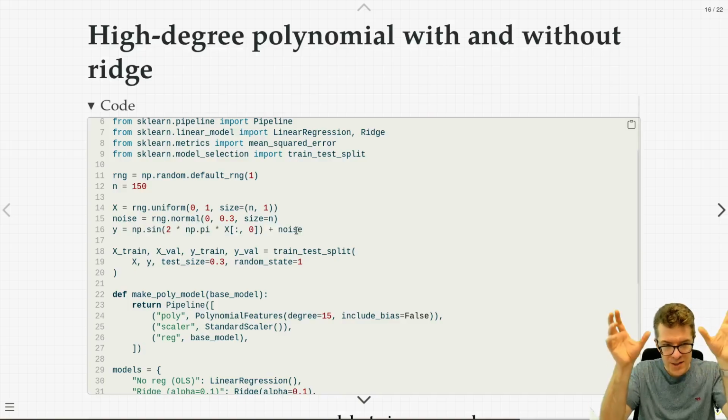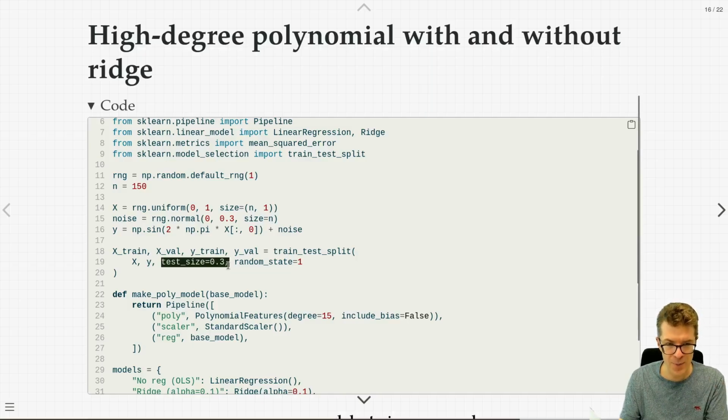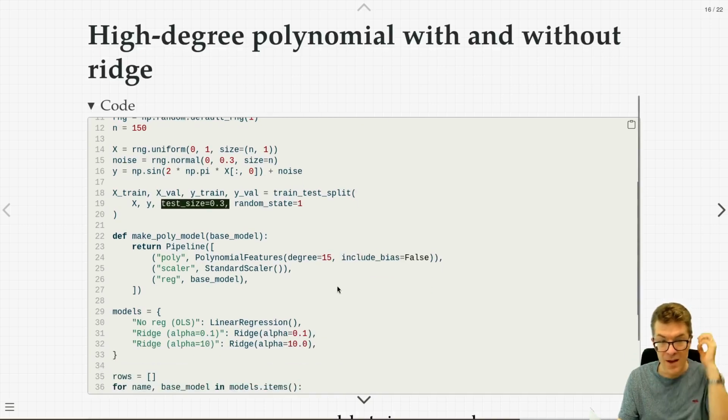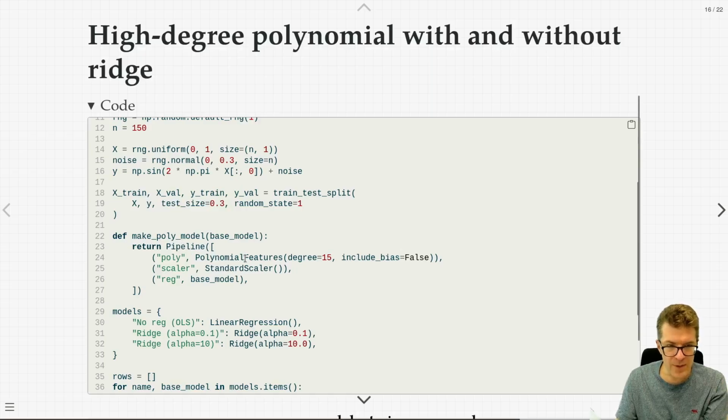So we have all these x's and y's now. We need to split it into a train set and a test set. So 70% of this will be for training, 30% of it will be for testing. This function, make poly model, will basically take a base model and will return a pipeline. So it'll have polynomial features of degree 15. This should also be passed as an argument, come to think of it, but it's fine for now. But it's the degree 15 polynomial.